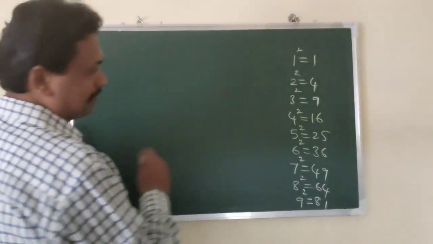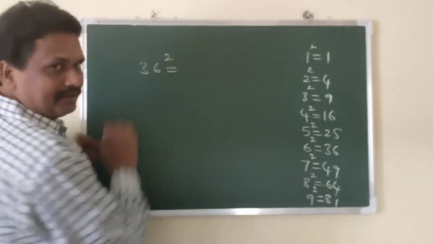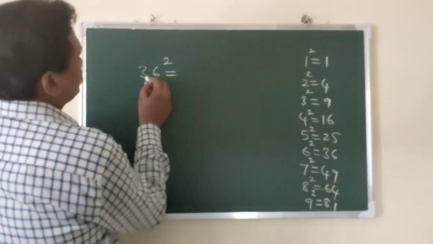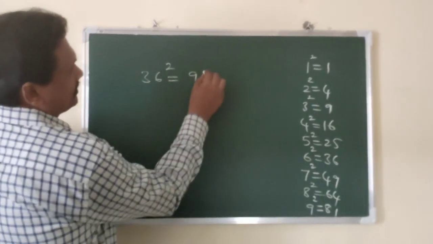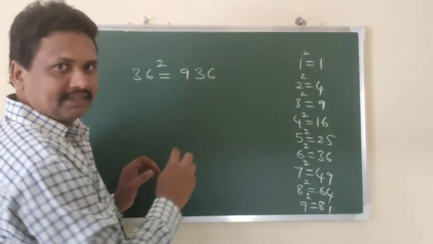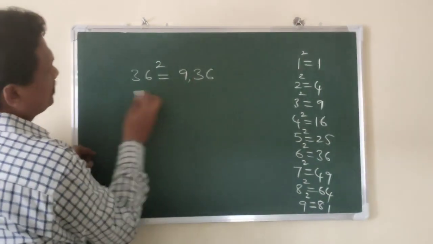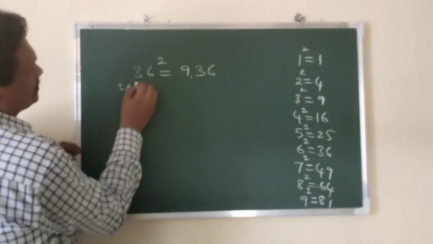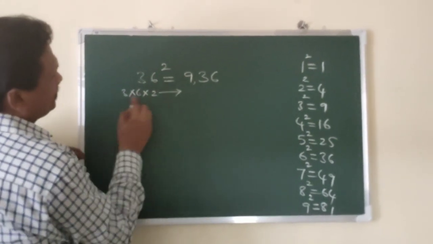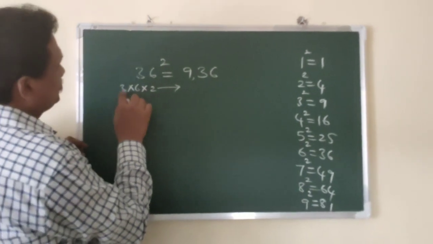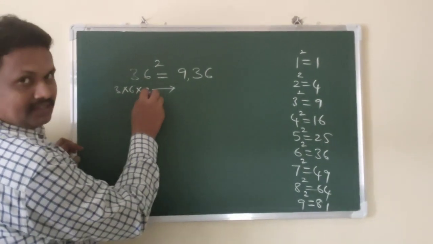For example, I will take 36 square. How to find 36 square? Observe simply. Take 3 and 6. 3 square is 9. 6 square is 36. After that, multiply 3 into 6 into 2, like A into B into C. What do we get? 3 sixes are 18, 18 twos are 36.